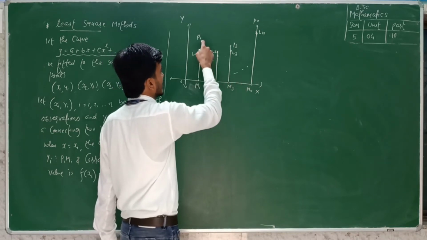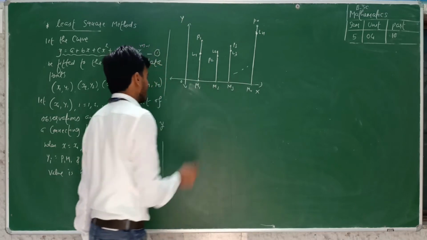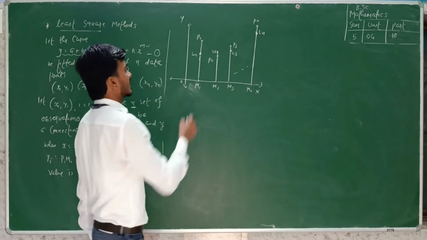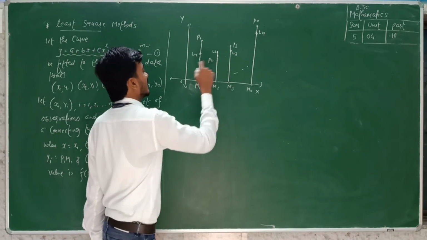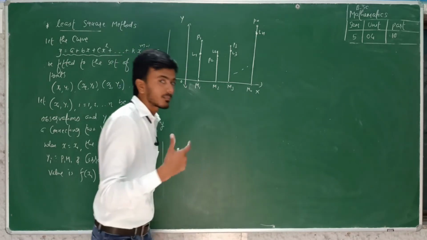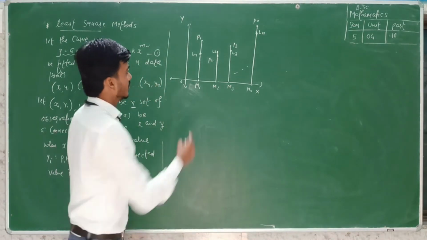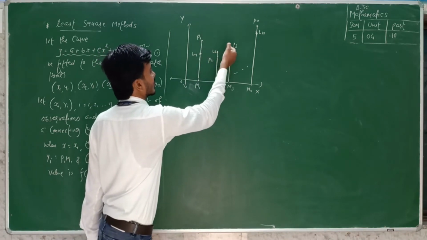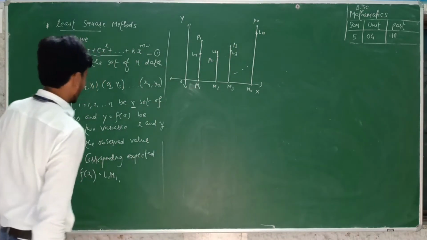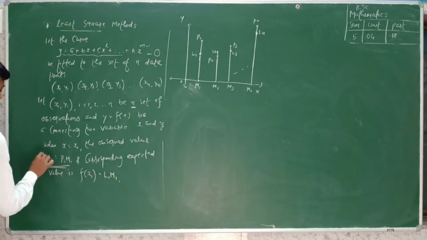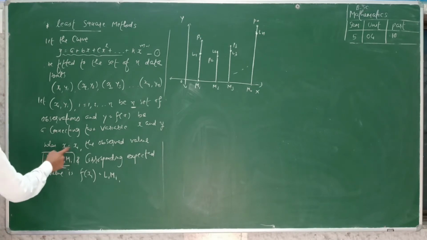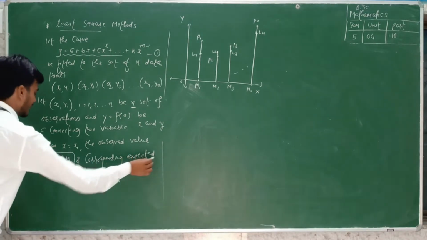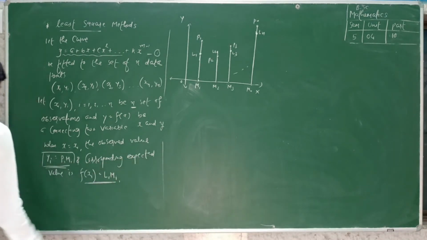In short, in each and every point we can describe the observation value, but our expected value is different. So in each and every point we have some type of error. These errors can be positive or negative. So yi is the observed value at x equal to xi, where i is equal to 1 to n, a set of observations, and the corresponding expected value.